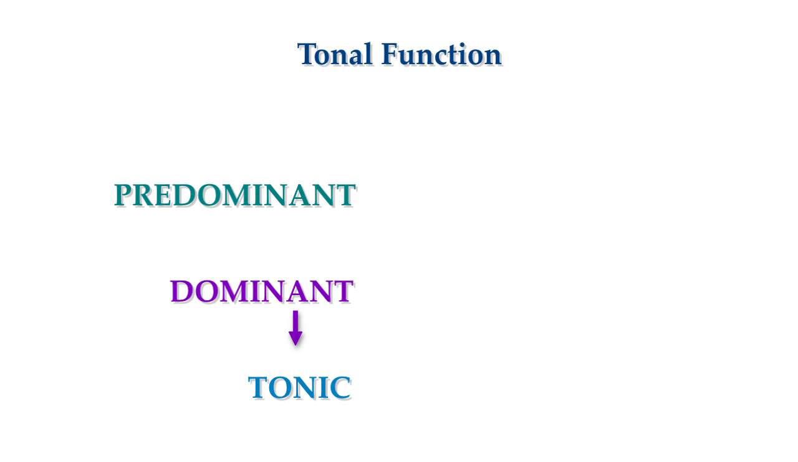The dominant to tonic relationship is the strongest and most important harmonic relationship in the system, and it relies on the leading tone's drive to do. The predominant chords are those that lead to the dominant.